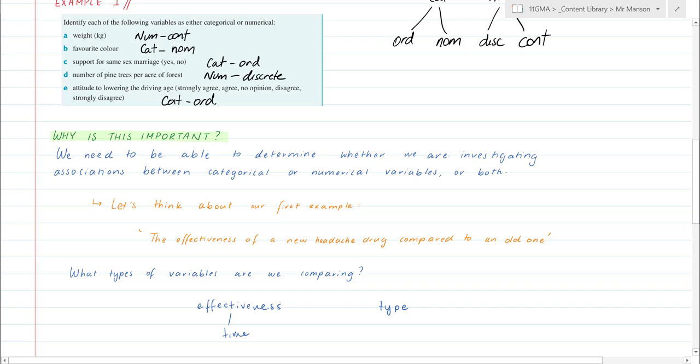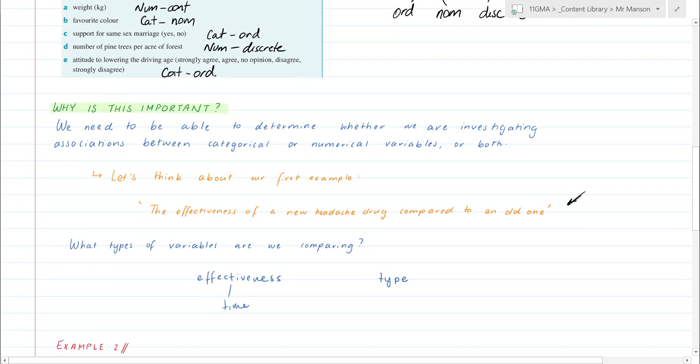So for example, this one here, this is the first example that was on that list earlier. The effectiveness of a new headache drug compared to an old one. What types of variables are we comparing? So what are we expecting them to be? Could be, I think it probably is numerical continuous, in that it's probably measured as a percentage effectiveness, or it could be measured as a time that it takes for a headache to get to a certain level of being gone.